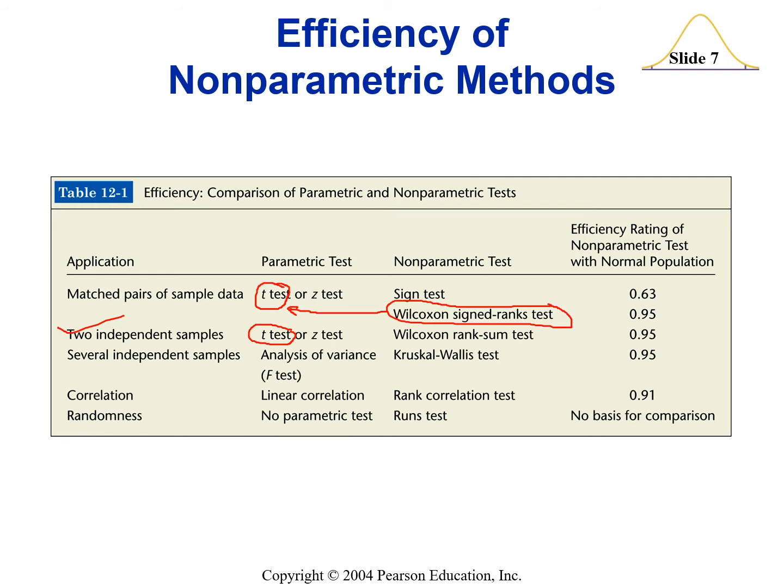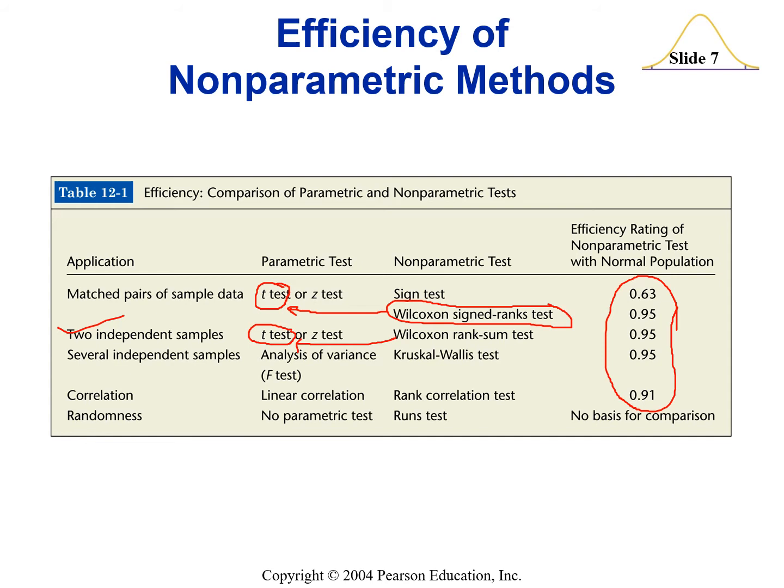The corresponding non-parametric test is the Wilcoxon rank sum test. The Wilcoxon rank sum test is the corresponding non-parametric test for the parametric test of two independent samples. Here we have the efficiency rating of non-parametric tests compared to parametric tests. You can see that all percentages or proportions of efficiency are less than 1, or less than 100%. So all non-parametric tests are less efficient compared to parametric tests.